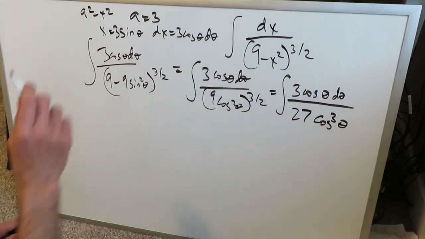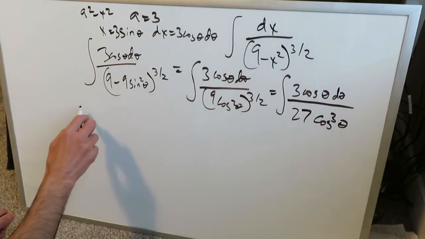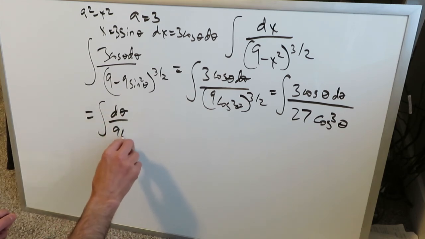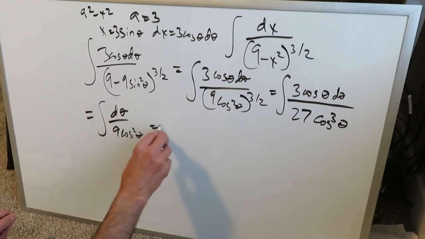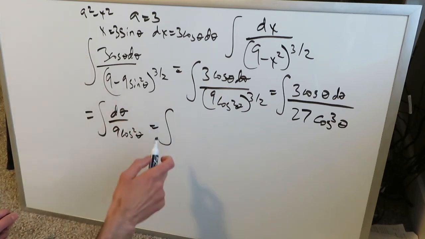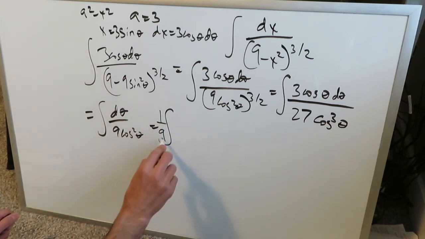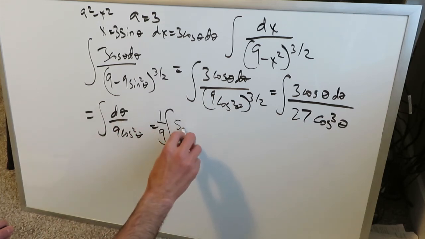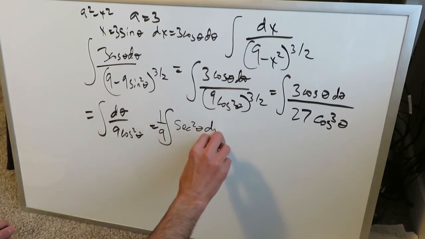Remember, some of these things you can always do on your own. Cancel things out. When you cancel things out, what do you get? You get d theta on the top. You get 9 cosine squared theta. You can get everything pushed up. Keep the 1 over 9 out. I've taken the 1 over 9 out. Cosine squared reciprocal is equal to secant squared theta d theta.